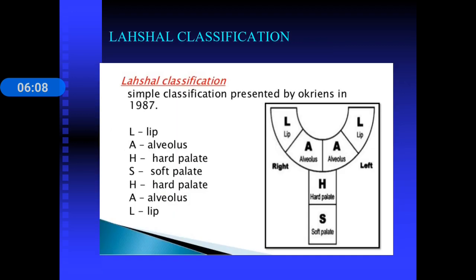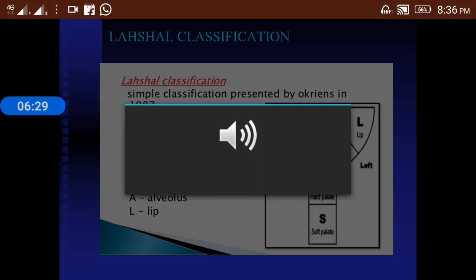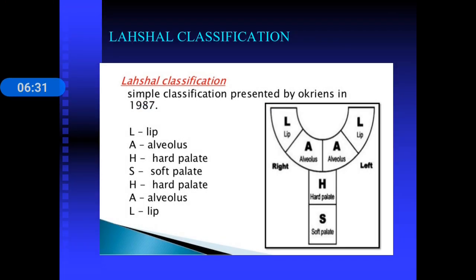Now this classification, that is the LAHSHAL classification, this is what I feel comfortable with. It was also formulated in 1987. So LAHSHAL, you can see again it's the shape of Y and there are blocks, but there are only 6 blocks. So you have the L standing for lip, A for alveolus, H for hard palate, then soft palate, then again hard palate, alveolus and lip. So that's how LAHSHAL comes.